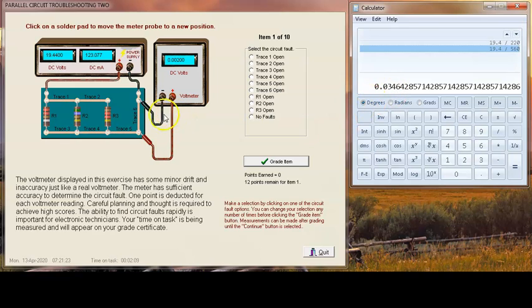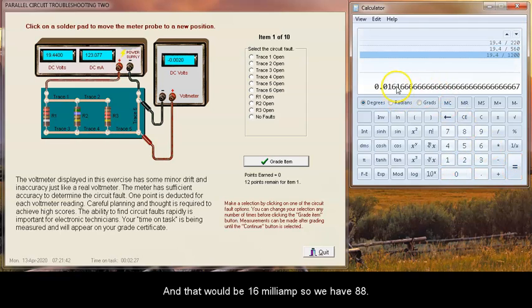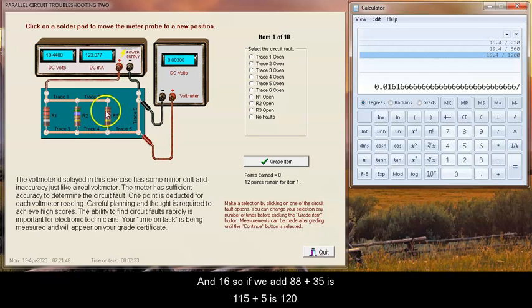So we have 88, 35, and then the last one is 19.4 divided by 1200. And that would be 16 milliamps. So we have 88, 35, and 16. If we add 88 plus 35 is 123, plus this number here, which was 16, that gives us 139.